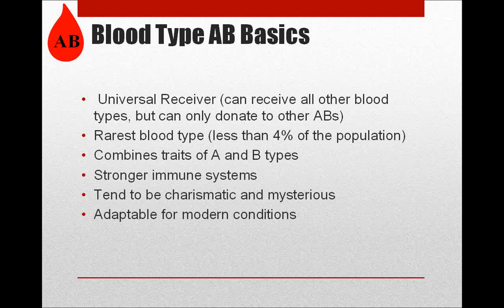They have a little bit of the A weaknesses and strengths and a little bit of B's weaknesses and strengths. So their immune system tends to be a little stronger than the A type. They tend to be very charismatic, mysterious. That's the enigma part. So this is kind of a modern, they adapt more to certain conditions and higher stress living and more crowded cities.